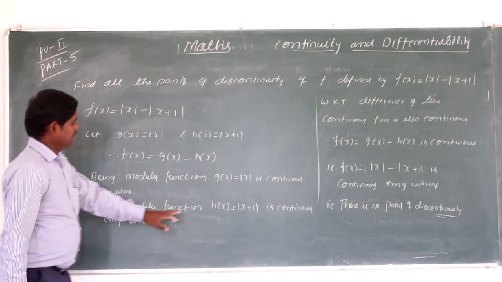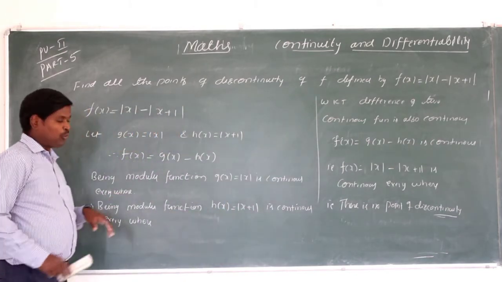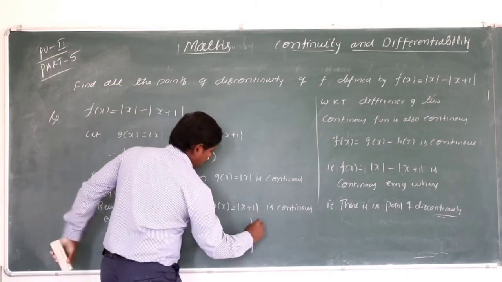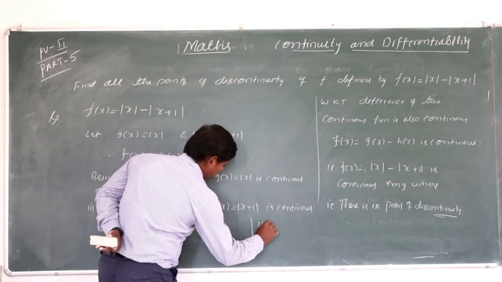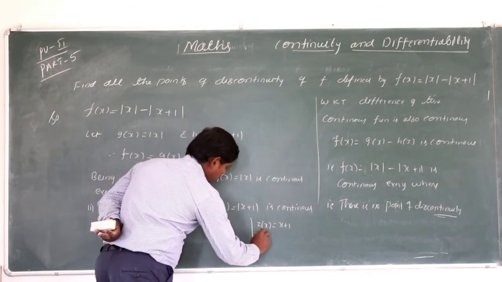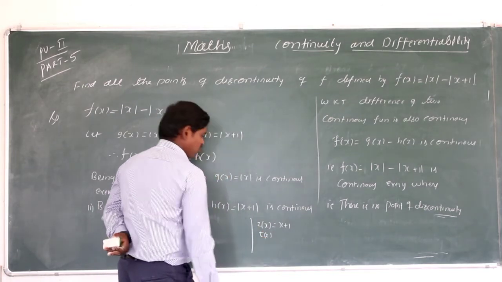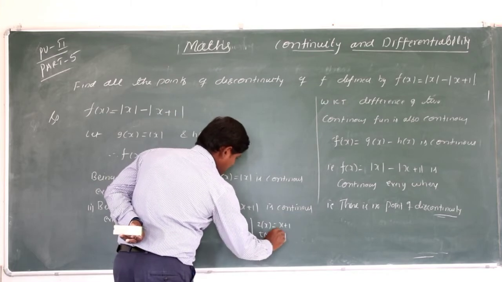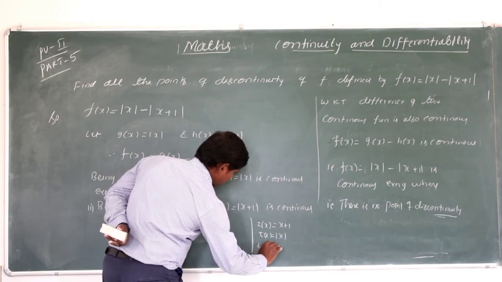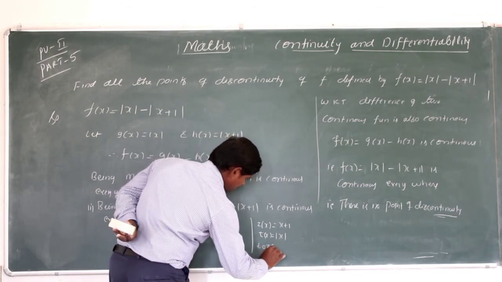So here h of x is mod x plus 1. Actually, this is a composition function. Suppose z of x is equal to x plus 1, and t of x is one more function, that is mod x. Then the composition of these is t of z, t of z of x.